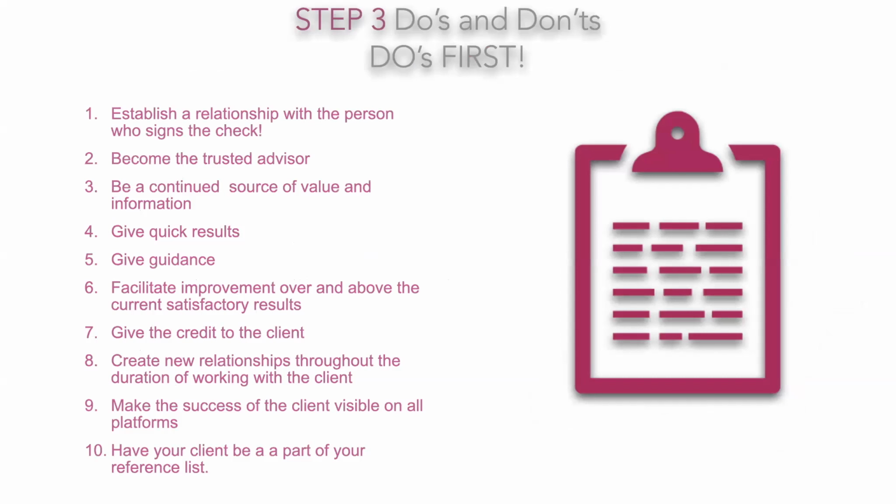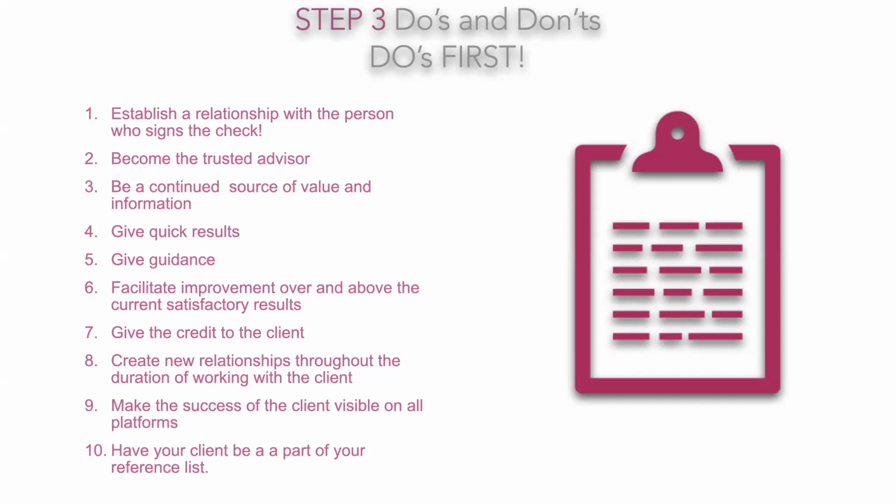So step 3 is the do's and don'ts, and we're going to do do's first. Establish a relationship with the person who signs the check. Now, what do I mean by this? You may be working with a low-level manager who needs authorization from someone above him or her to close the deal. It's that decision maker you also need to establish a relationship with as well. Remember I said think in terms of internal introductions? You definitely want to know the person who signs the checks.